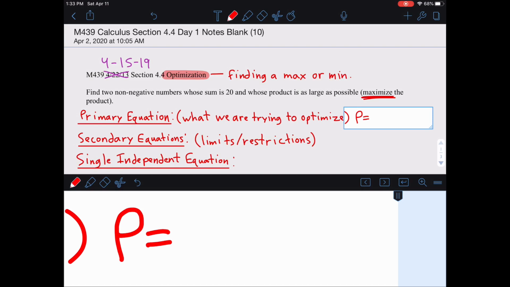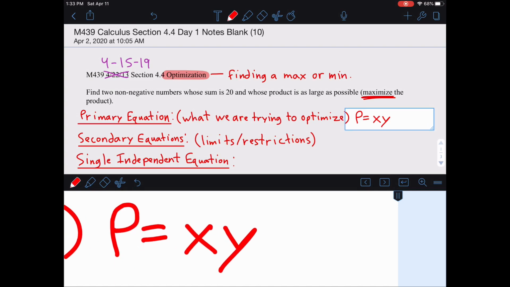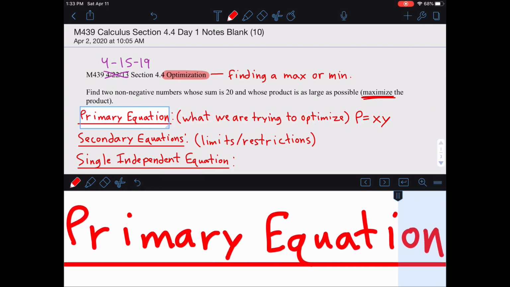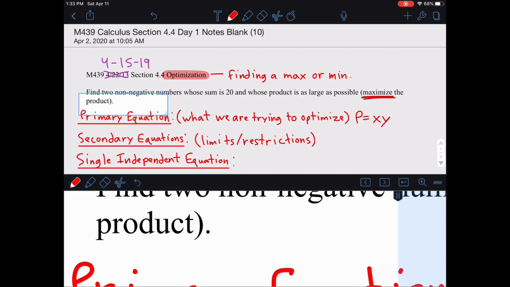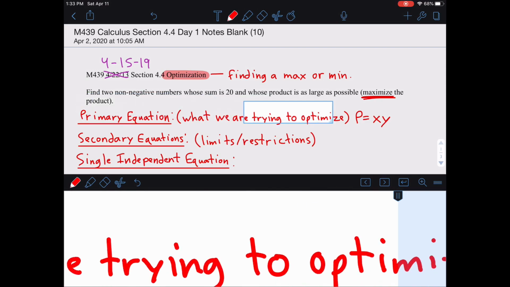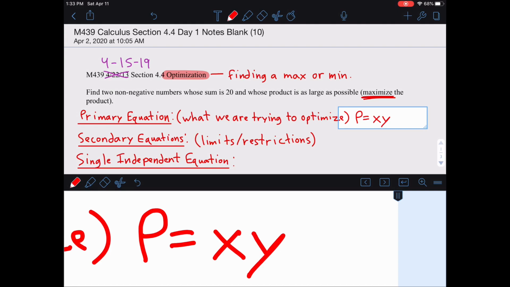And the product is going to be the product of two numbers. Do I know the numbers? No. So I'm going to call one of the numbers X and the other number Y. So this is going to be my primary equation: P equals XY. Again, the reason we have a P here is not because this is the primary equation, but because the thing we're trying to maximize is the product of two numbers. Or excuse me, this is not a function, because there's two input variables here, X and Y. We'll get to that in a little bit. But the product equation is what I want to be as large as possible.